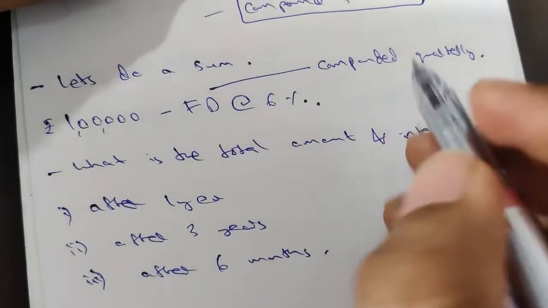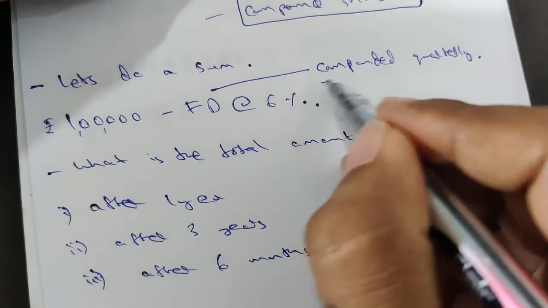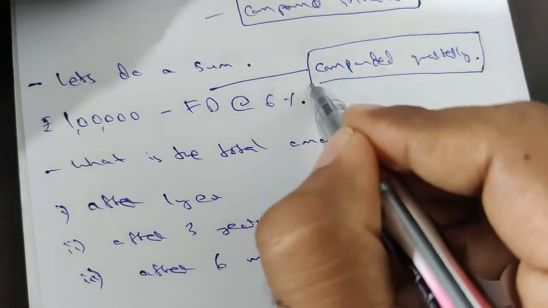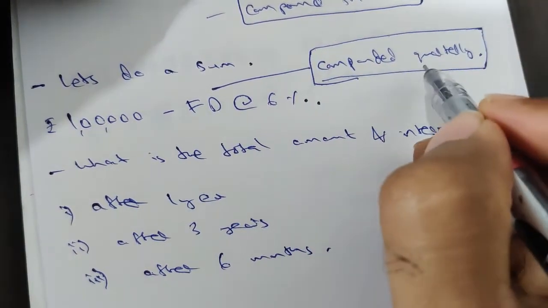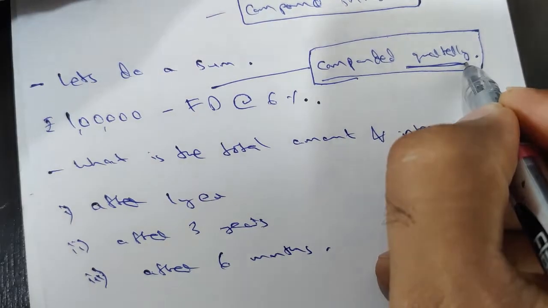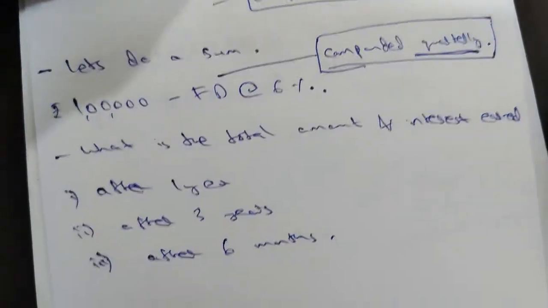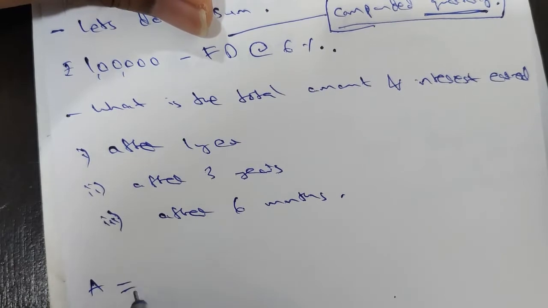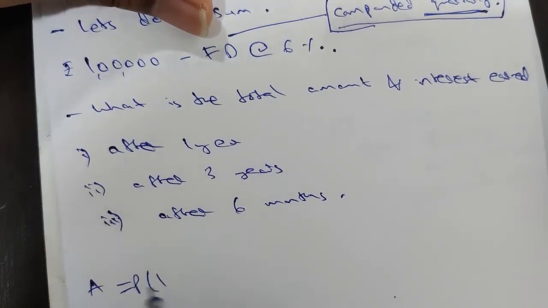Now what is the difference in this sum and the erstwhile sums we have done? There it was compounded annually. In this sum it is compounded quarterly. So what was our formula? Formula was A equals P(1 plus r) to the power t.